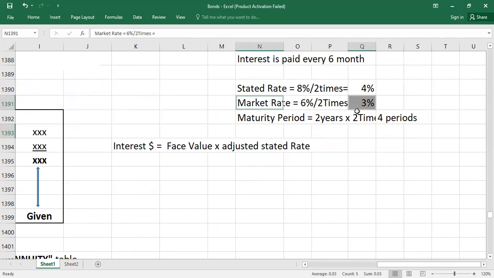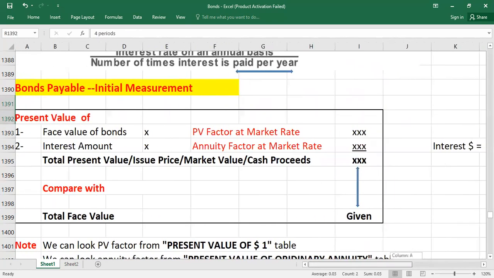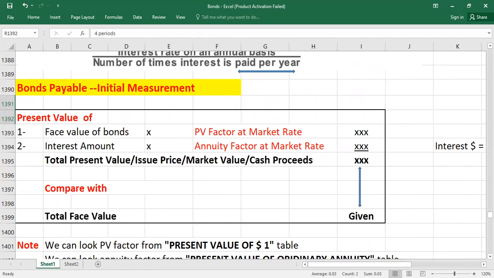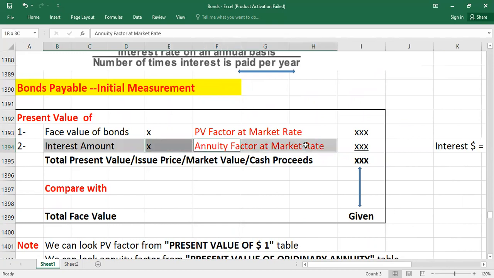Okay, so you will go to the present value table, look for 3% in the column of 3%, and look for 4 years, you will find this factor there. Same here, I will show you by the way from where you can find it once we do the question. Same here, you have the interest amount, which is for 6 months, multiplied by the annuity factor at market rate.